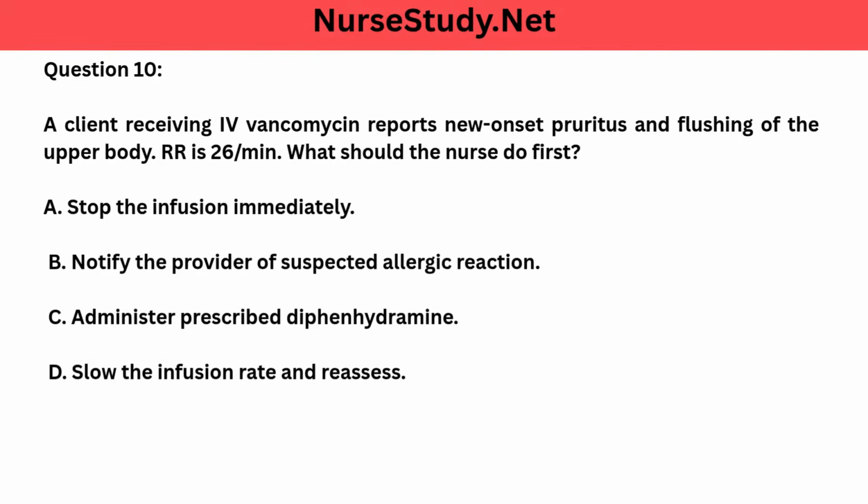Question 10. A client receiving IV vancomycin reports new onset pruritus and flushing of the upper body. Respiratory rate is 26 per minute. What should the nurse do first? A. Stop the infusion immediately. B. Notify the provider of suspected allergic reaction. C. Administer prescribed diphenhydramine. D. Slow the infusion rate and reassess.